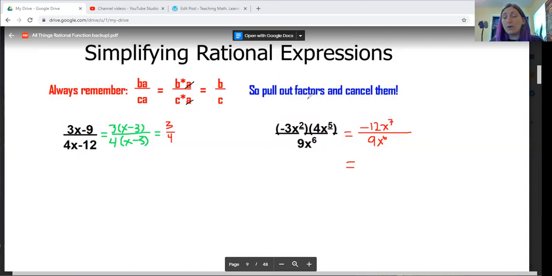Okay, so what we can do when we see an expression like this big honking thing over here is we pull out the factors and then cancel the factors they have in common, because those factors technically just simplify to 1. So I kind of did the work on this already. We'll go over it again anyway. 3x minus 9 and 4x minus 12.